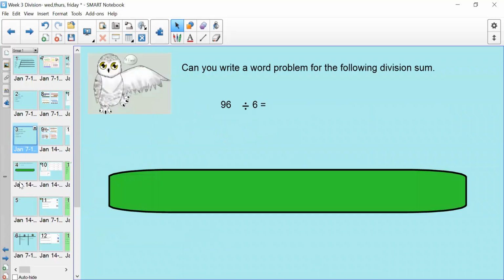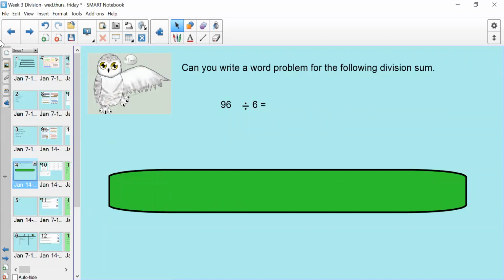Okay, right, so today's question is, can you write a word problem for the following division sum? So think about the vocabulary that we'll need when having a division word problem. What are the kind of words that come up? So have a think about that and then write down your question.